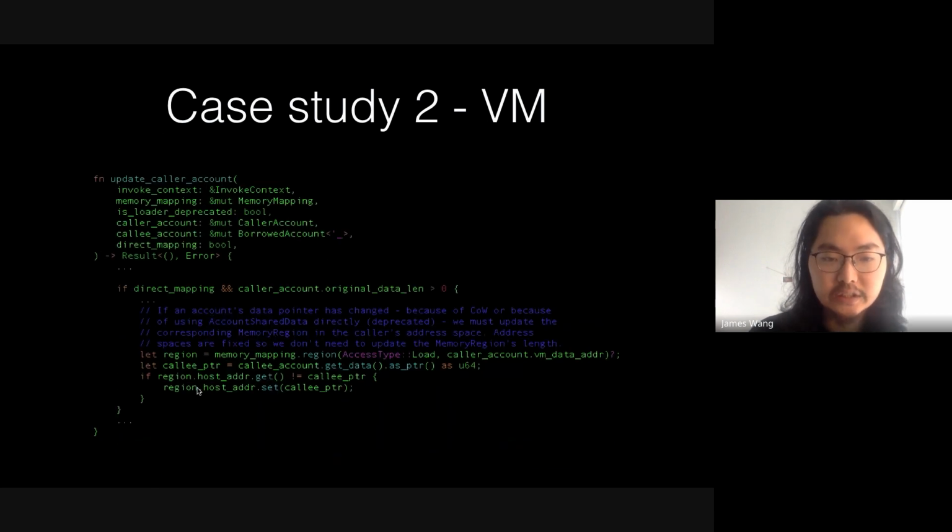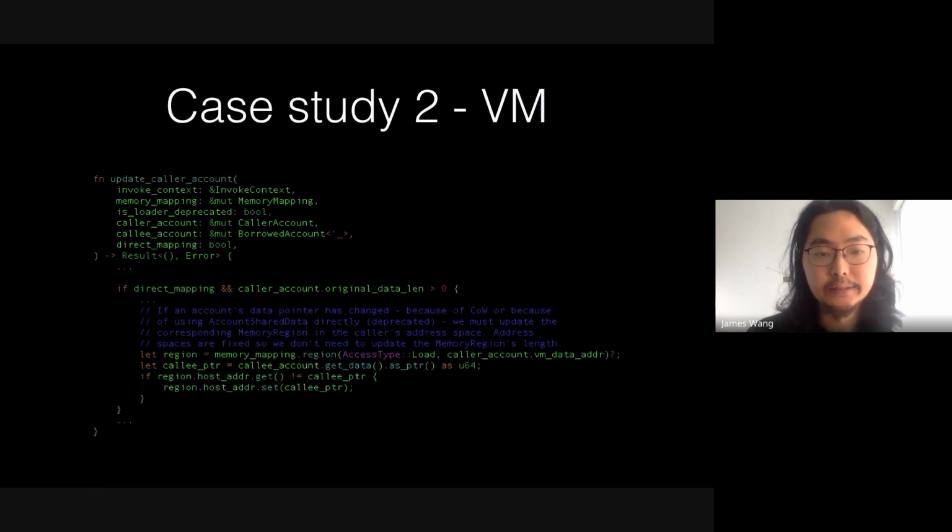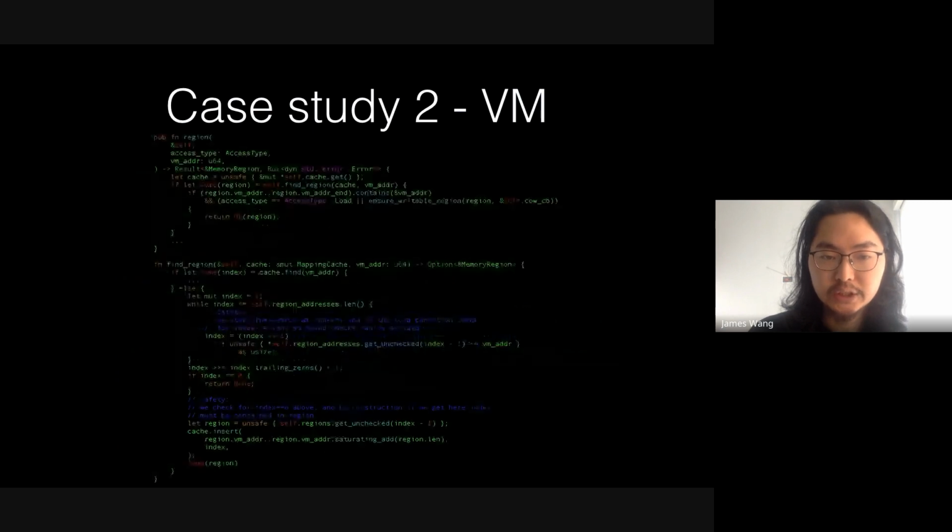And if it does, then we found the region, and we get the host address of the region and compare it with the new buffer for the caller account. If it doesn't match, then we have to update the pointer. This is what we're doing here. And here's the code. Any questions?